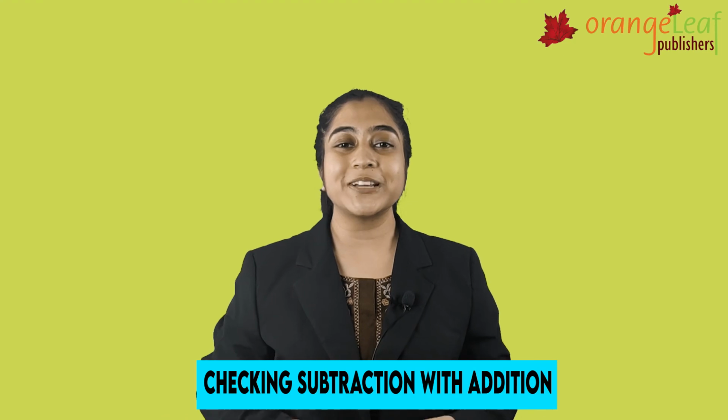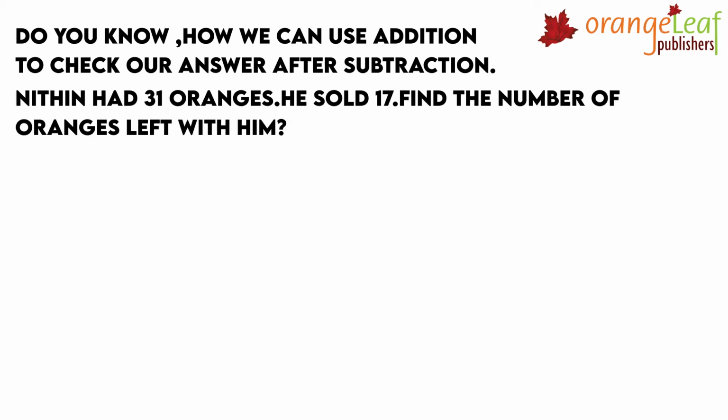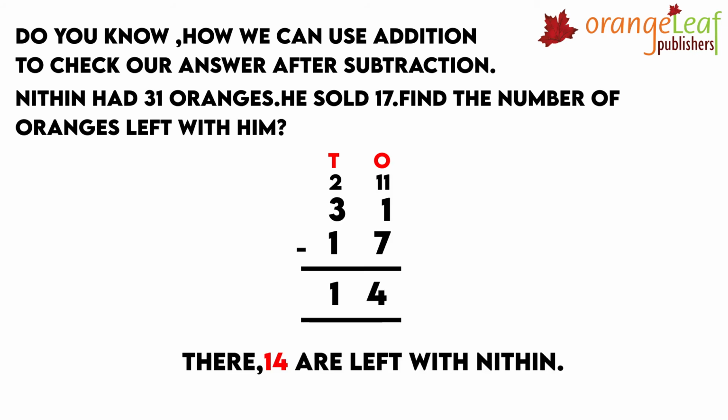Checking subtraction with addition. Do you know how we can use addition to check our answer after subtraction? Nitin had 31 oranges. He sold 17 oranges. How many oranges are left with Nitin? 31 minus 17 is equal to 14. Nitin is left with 14 oranges.